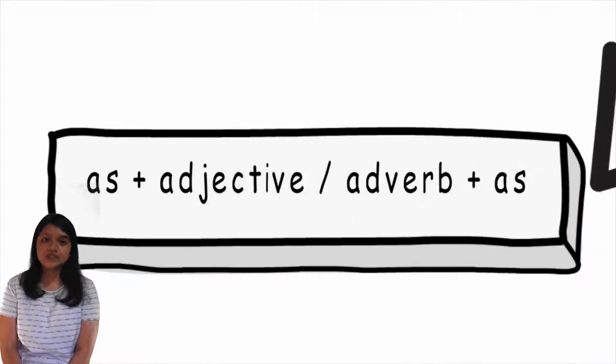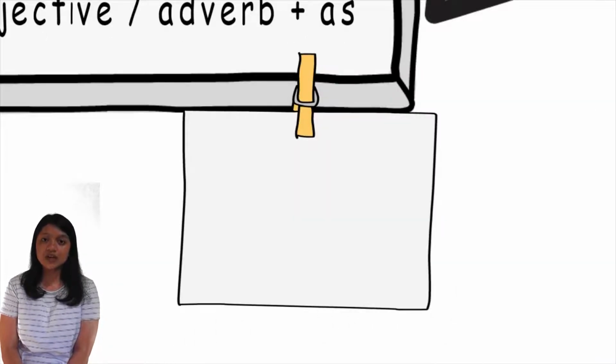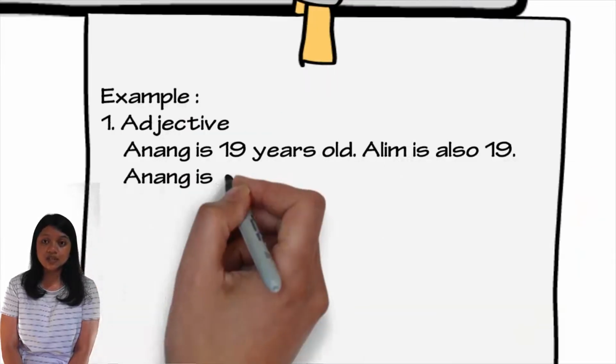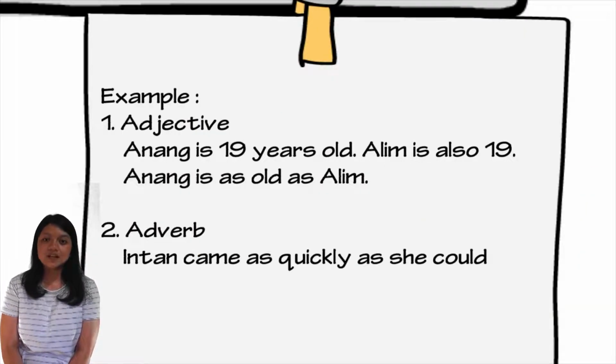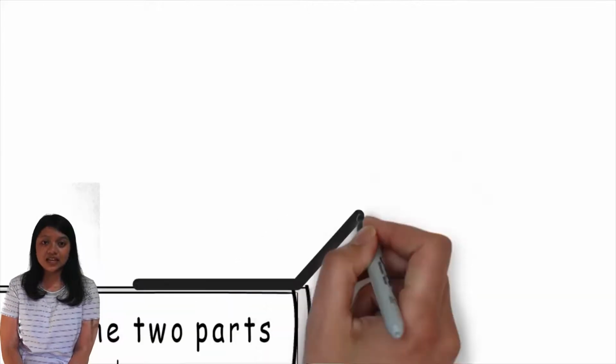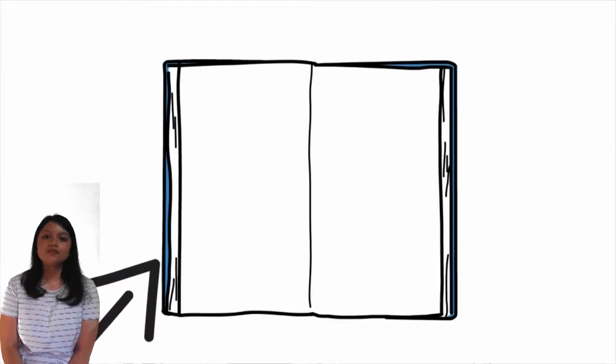Now the examples. The first one is the adjective. Anang is 19 years old. Alim is also 19. So Anang is as old as Alim. The second one is adverb. Intan came as quickly as she could.